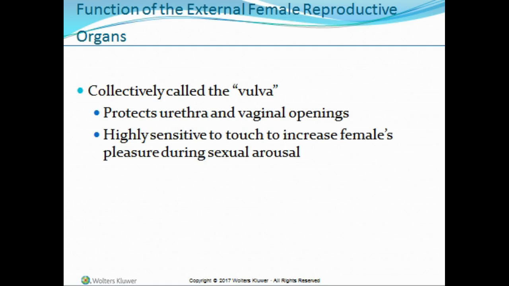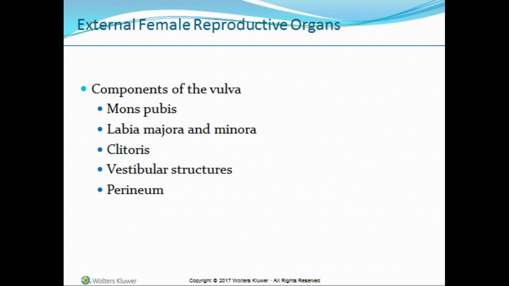The external female genital reproductive organs are collectively called the vulva. The vulva protects the urethra and the vaginal openings, and is highly sensitive to touch to increase the female's pleasure during sexual arousal. Components of the vulva include the mons pubis, the labia majora and minora, the clitoris, the vestibular structures, and the perineum.